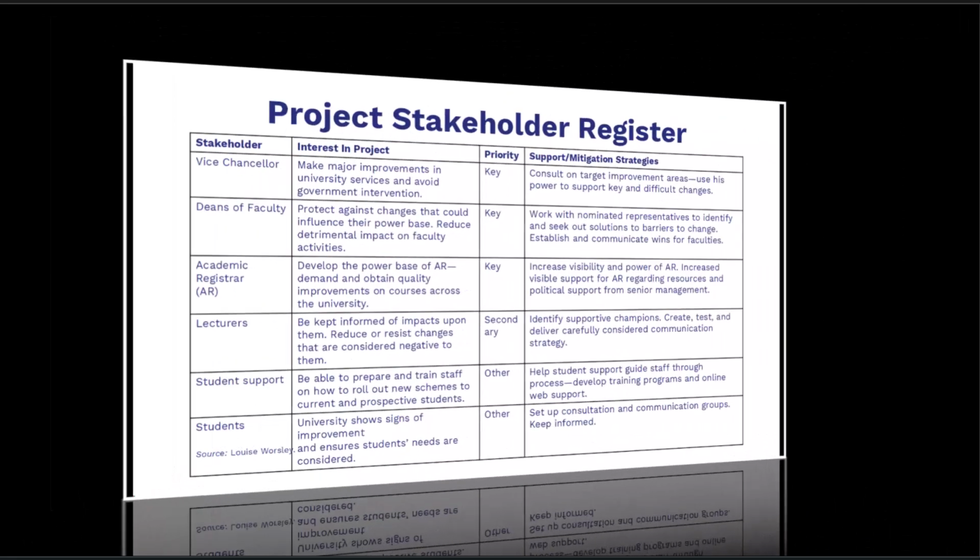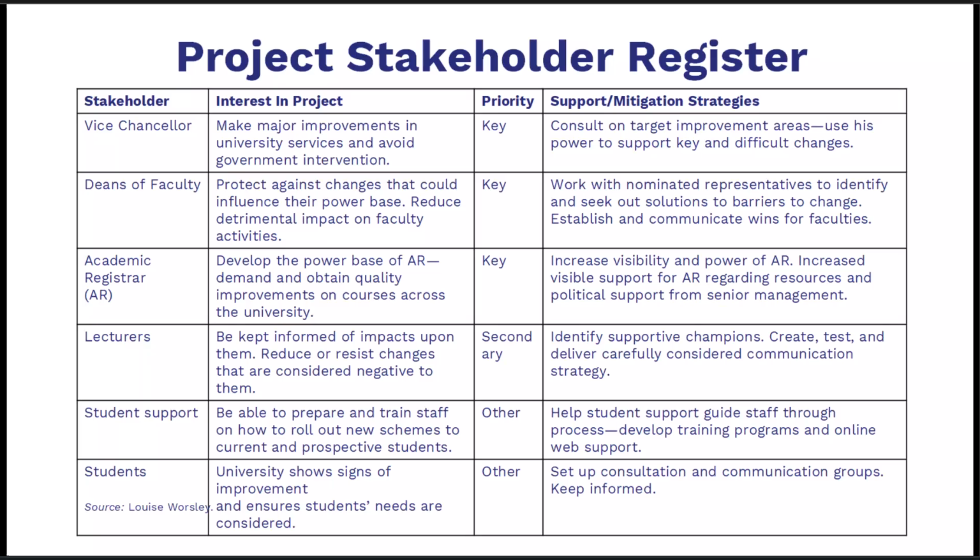Keep it accessible and version controlled. Project Stakeholder Register. Example. This table is a simple register that lists each stakeholder's interest in the project, their priority level, and the specific support or mitigation strategy you will use. It is only an example, but you can extrapolate the structure to any healthcare information technology project. Vice Chancellor, key: seeks visible service improvement and avoidance of government intervention. Strategy: consult on targets and use executive authority to unblock hard changes.